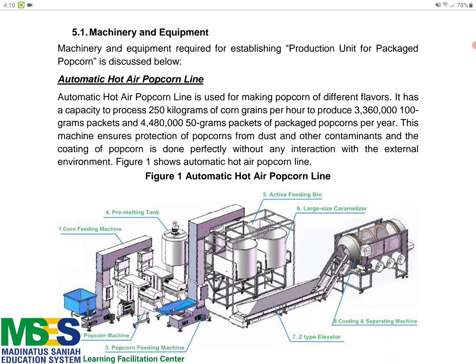So you need an automatic hot air popcorn line. Why do we need a hot air popcorn line? Because popcorn pops in hot air. Okay, popcorn pops in hot air. Then we can see there's something written about the capacity, how many popcorns it can process.